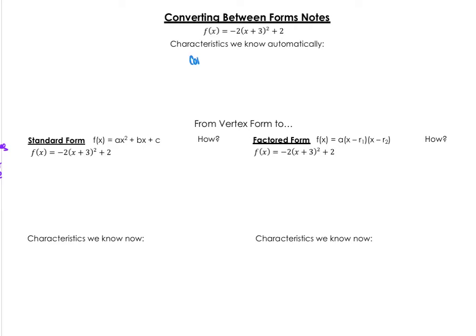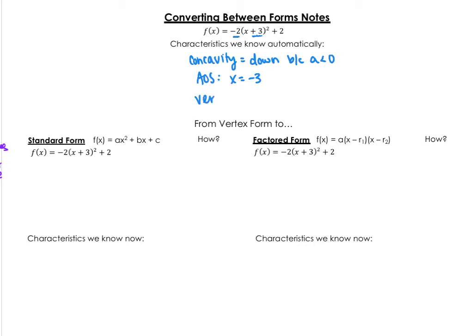is we know the concavity. And for that, we look at the a value. So since a is negative, we're concave down because a is less than 0. We know our axis of symmetry, which is just the x value of the vertex, or it's whatever h is. So remember, it's the opposite sign. So this is going to be x equals negative 3.